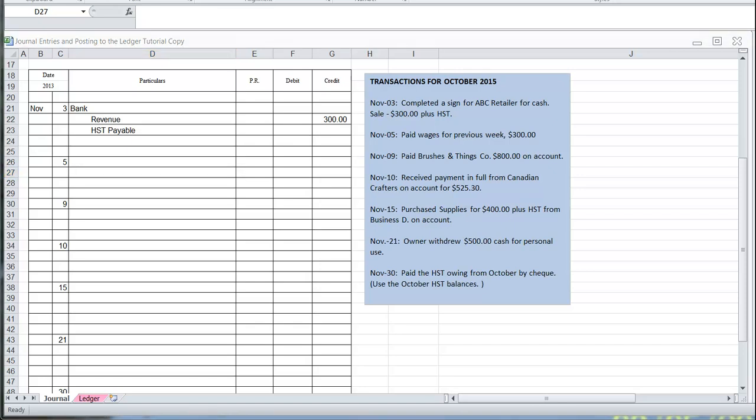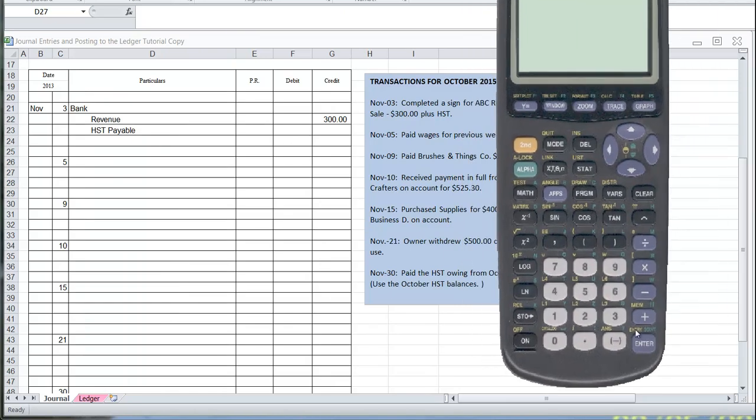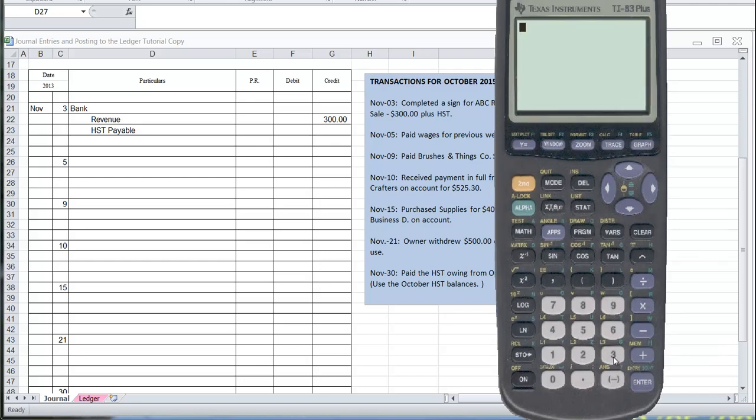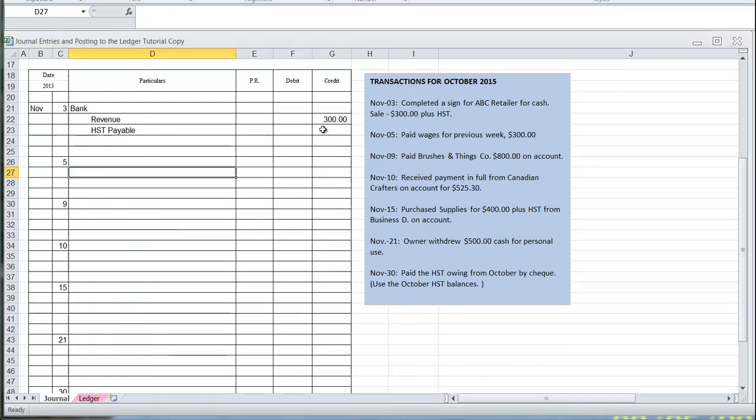So this is what we would do to figure out that amount, and the HST is 13% in the province of Ontario. And so we would take our calculator and take 300 and multiply it by 0.13. And so that's $39. So the HST payable would be $39. Now, the retailer would actually charge this company, the ABC retailer, 300 plus 39.